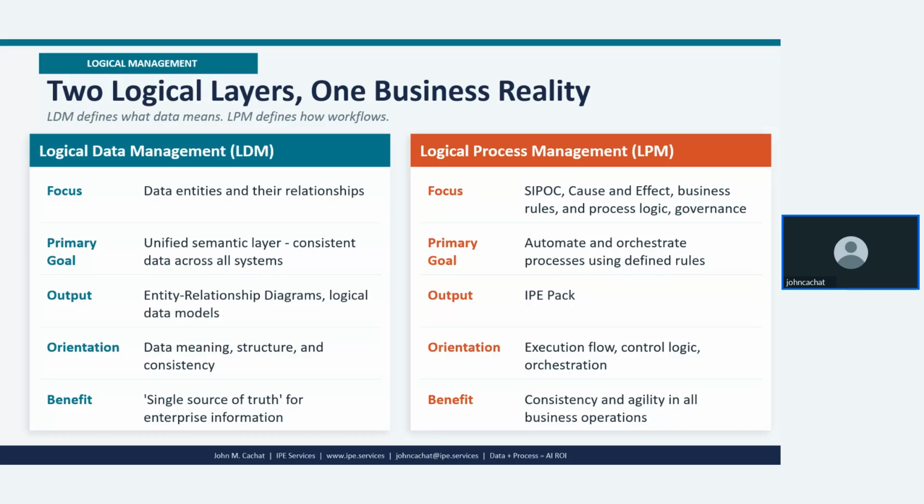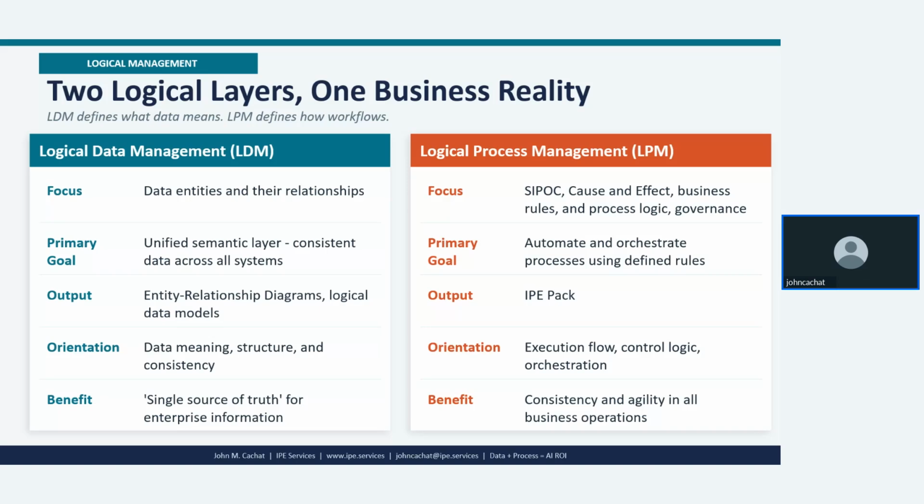The data management is focusing on data entities and their relationships. Again, good stuff, been around for a long time. And the primary goal is what's referred to as unified semantic layer. And we're going to talk about semantics in a minute. That's consistent across all the systems, all good stuff. And we get relationship diagrams and models out of it. And it gives them, I don't know if it gives data meaning that much, but it'll make sure it's consistent. But the goal in this effort is a single source of truth. Again, all good. Standalone is not going to get you there.